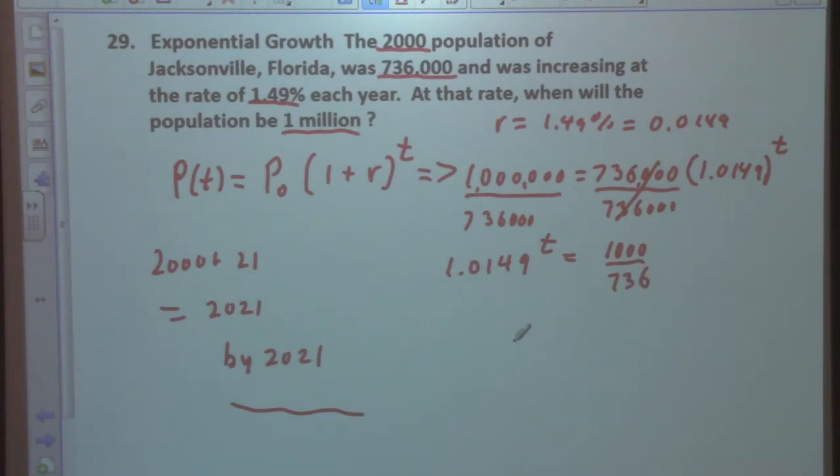Any questions on that so far? You see how I got 1,000 over 736? Yes. I just canceled a bunch of zeros, right? I just canceled, canceled, canceled, and this is what's left, okay? Next, how do we solve for t right here?